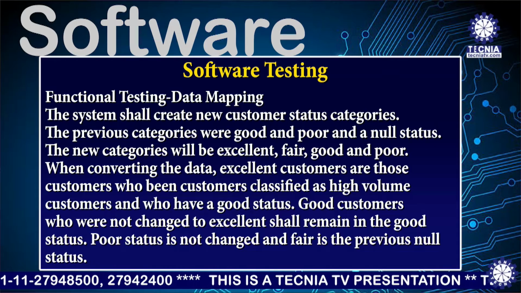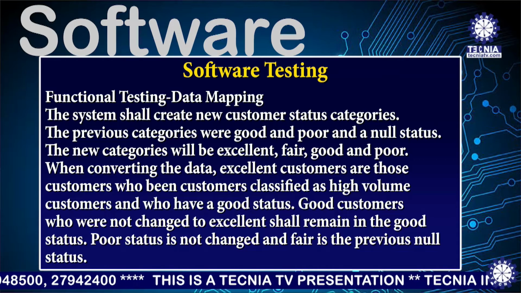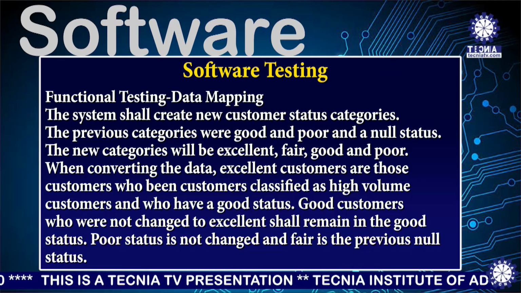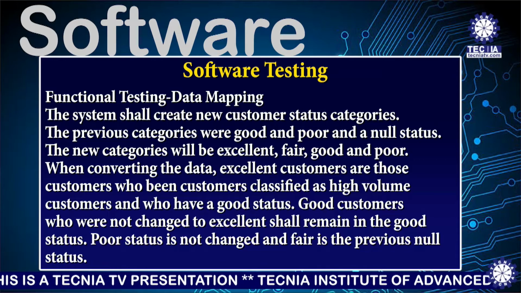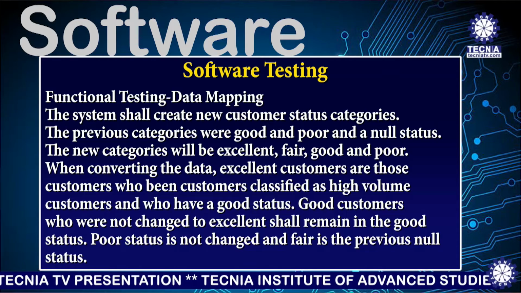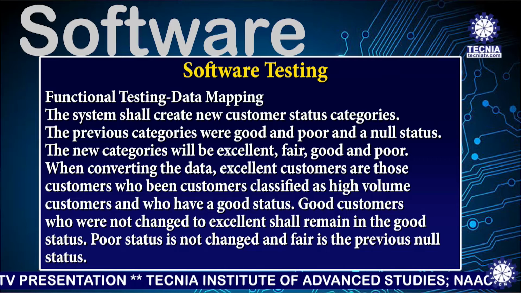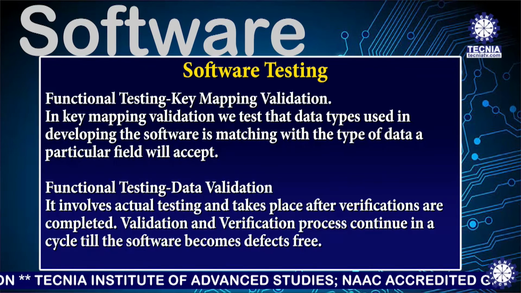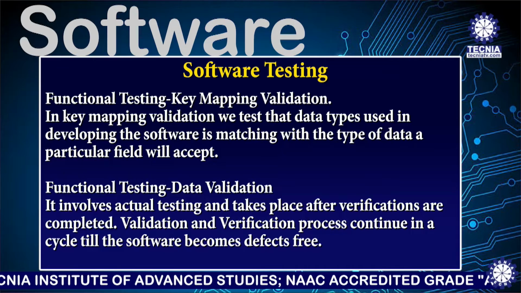Once we have defined one type of data, once we have defined a discount, and if our software is able to map the customer with the type of discount, then we say that this is data mapping. The next criterion of functional testing is validation.